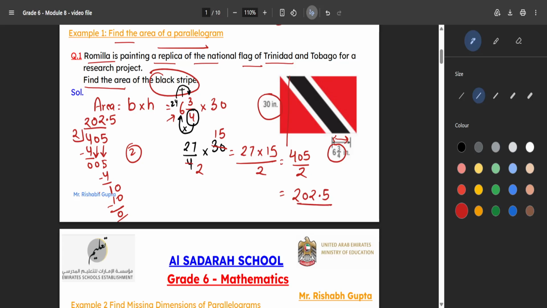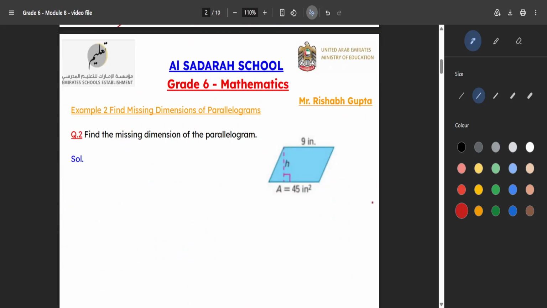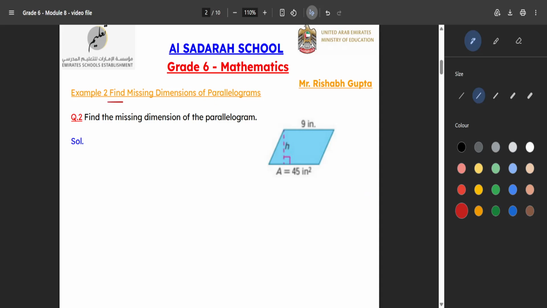Because it's area and we are using inch here, so I will put inch square. Okay. Let's come to the next type. The next type is find the missing dimension. Okay, so it means out of the 2 dimensions, one must be missing here.